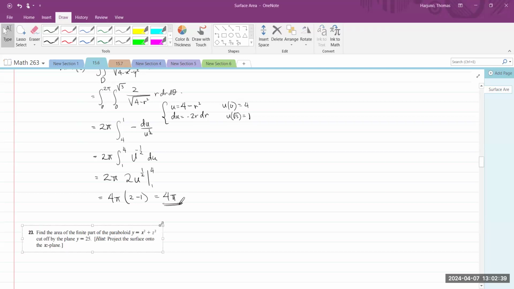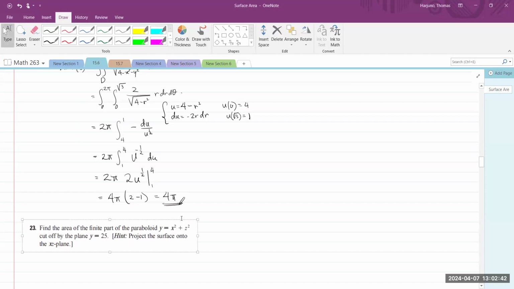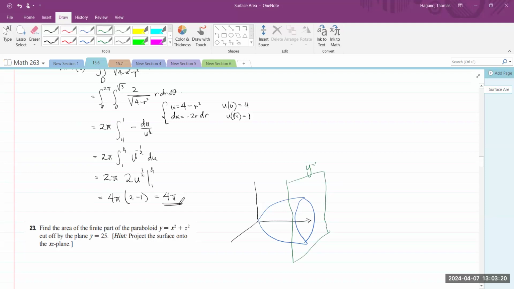Notice that we are required to find the area of the finite part of the paraboloid, but notice that this paraboloid is not opening up, but opening to the right-hand side. So the paraboloid is actually y like this, cut off by the plane y equals 25. That's a vertical plane, y equals 25.